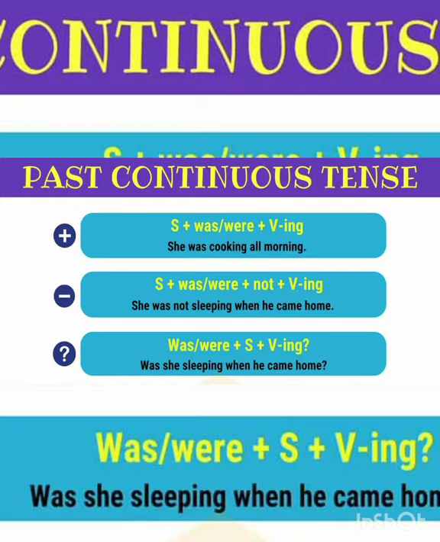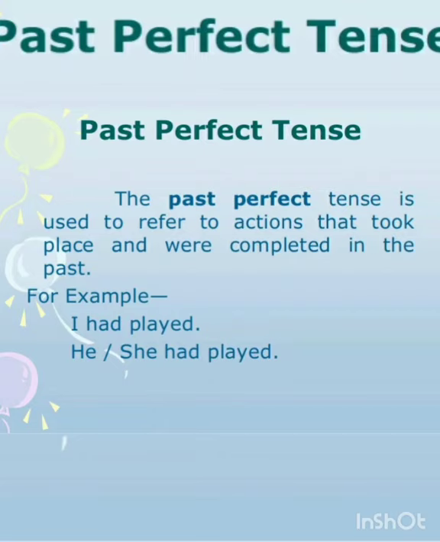Well, now let us learn past perfect tense. My dear friends, this past perfect tense is used to express one of the two past actions which had completed earlier. Remember, or else this past perfect tense is used to refer to actions that took place and were completed in the past. And now let us see the formula of past perfect tense.